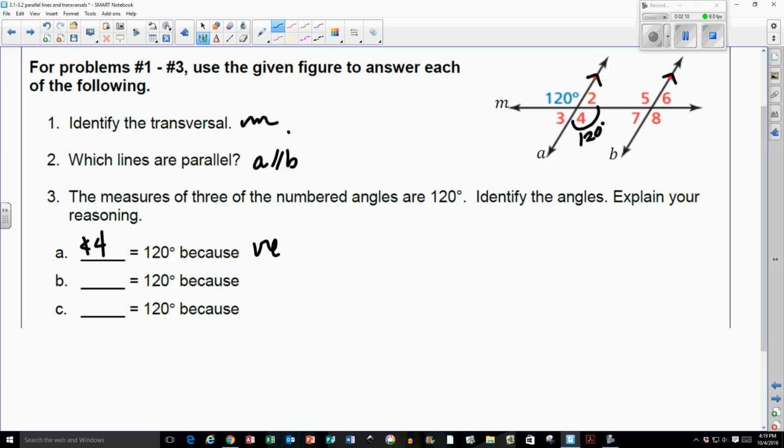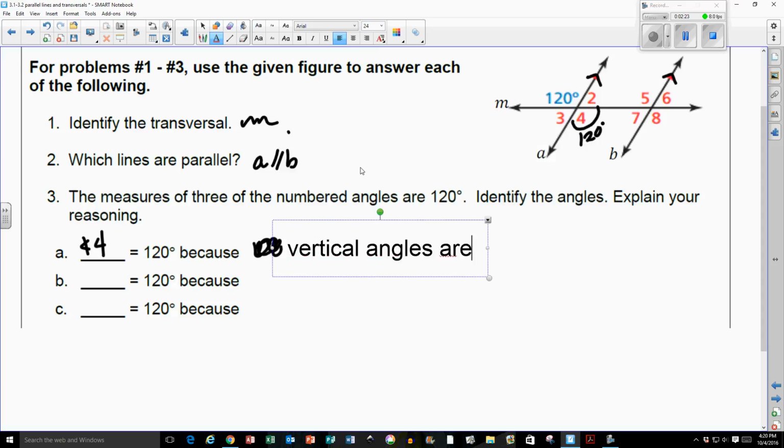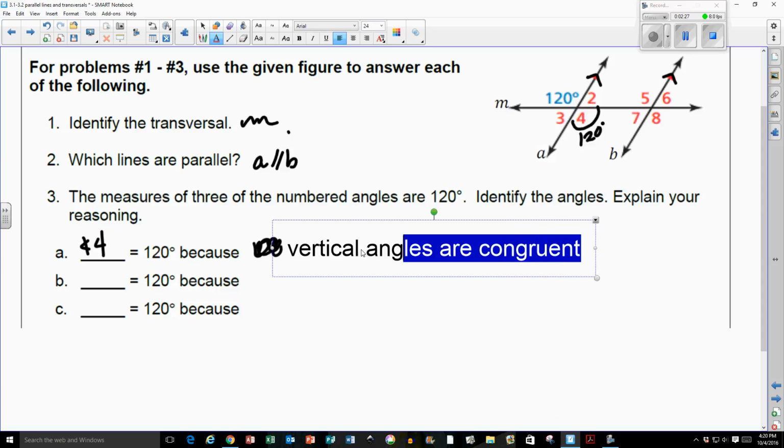Let me do it this way. Let me type it in because I'll be able to read it. We don't need it to be that large. Vertical angles are congruent.